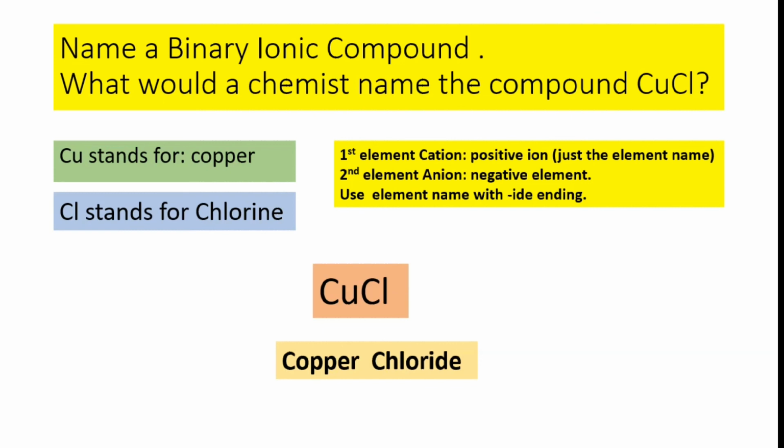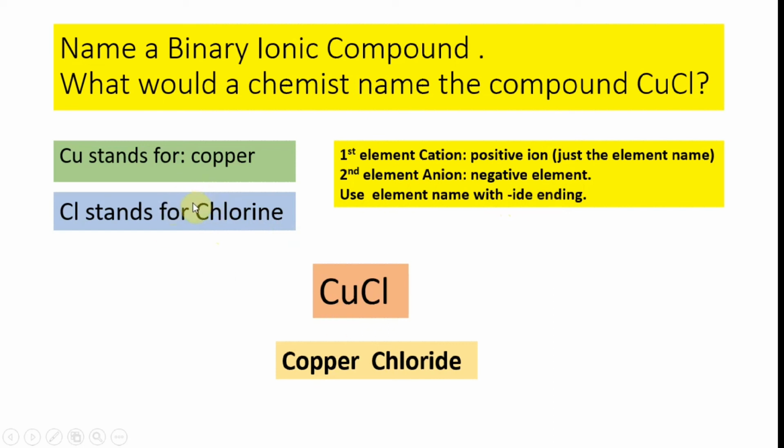Name a binary ionic compound. What would a chemist name the compound CuCl? So, Cu, this symbol stands for copper, and Cl stands for chlorine. Now, the first rule says that the first element is a positive ion, so I just need to write the element's name. In this case it is copper. The second element is my anion, a negative element. Chlorine is negative, so I need to add the IDE ending, okay?